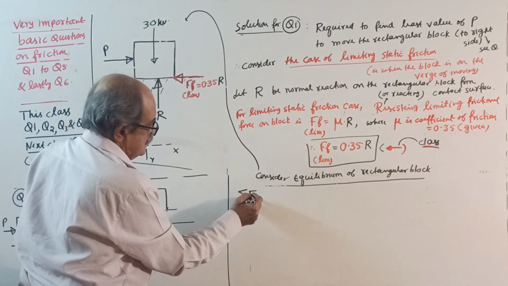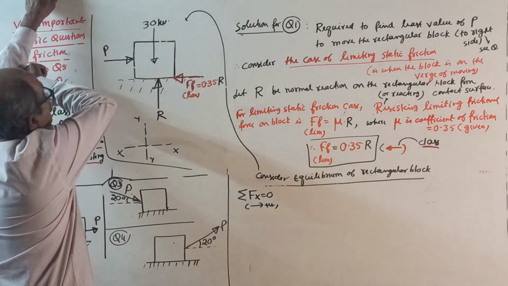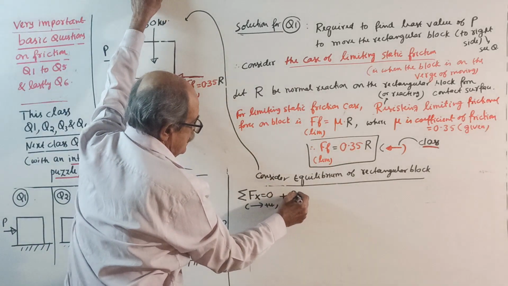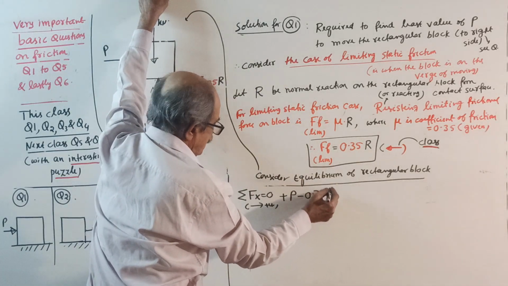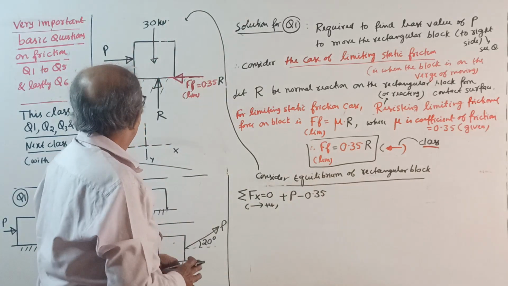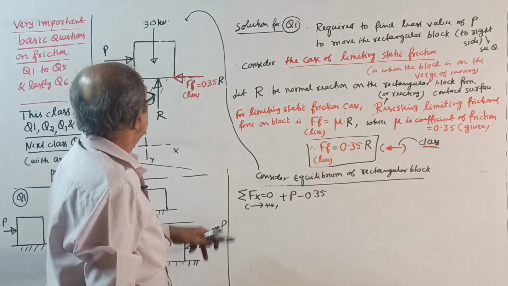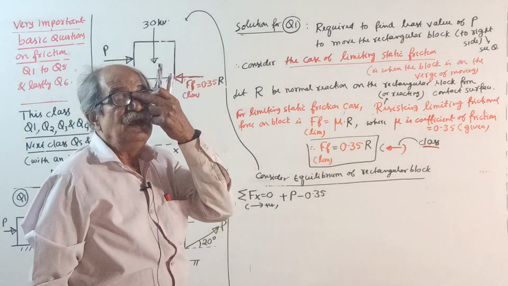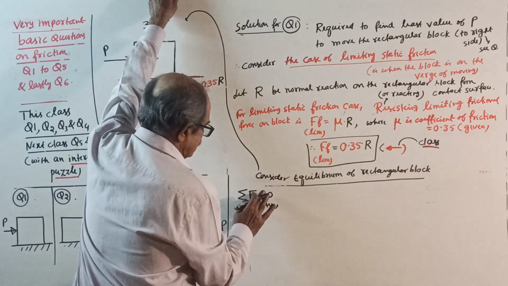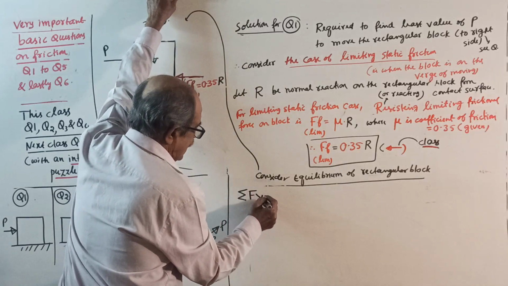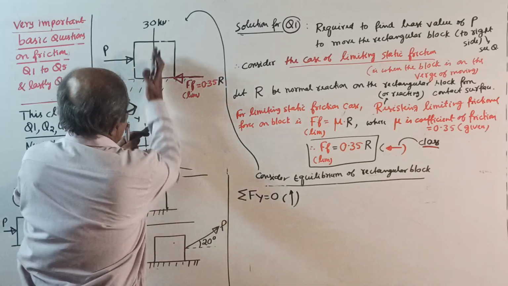Sigma Fx equal to 0. We will take right side positive. Plus P minus 0.35 times... actually, instead of sigma Fx, it's always better to take sigma Fy first. In many questions, if you take sigma Fy first, there is an advantage. Okay, do one thing, take sigma Fy first. Otherwise, no problem. Sigma Fy equal to 0, take upward positive.